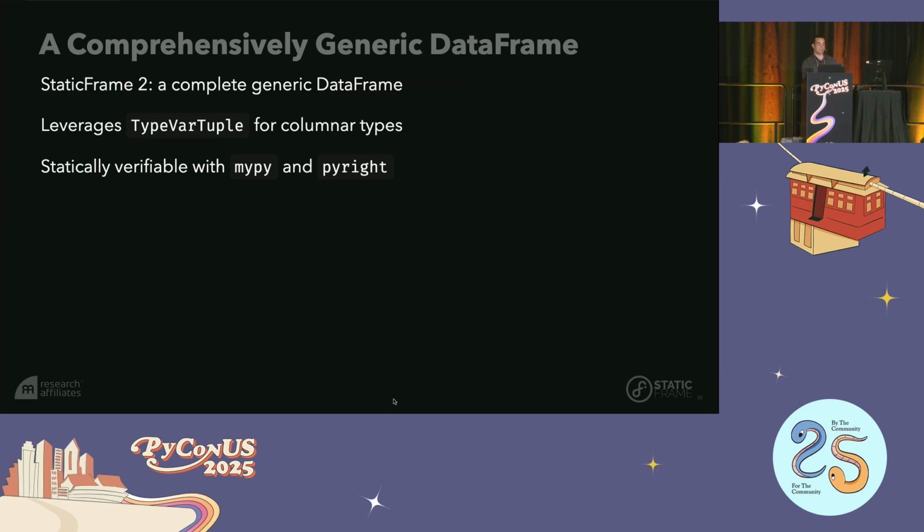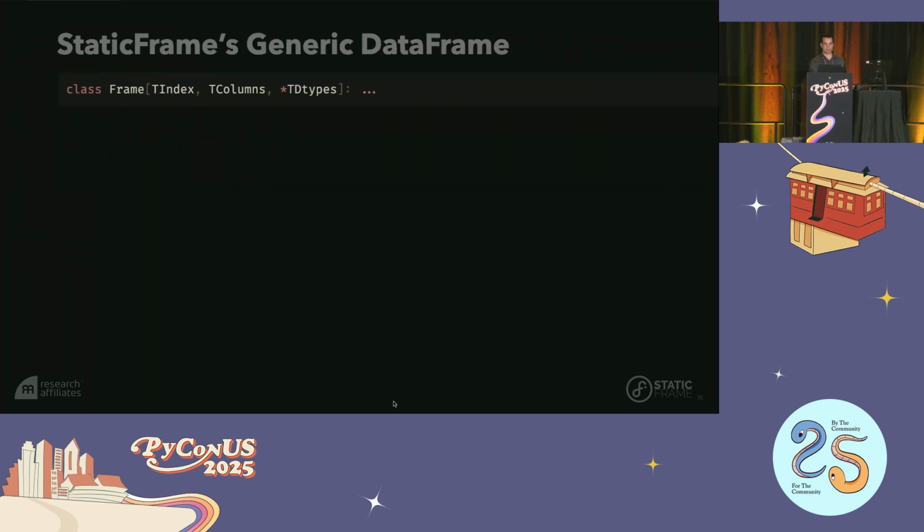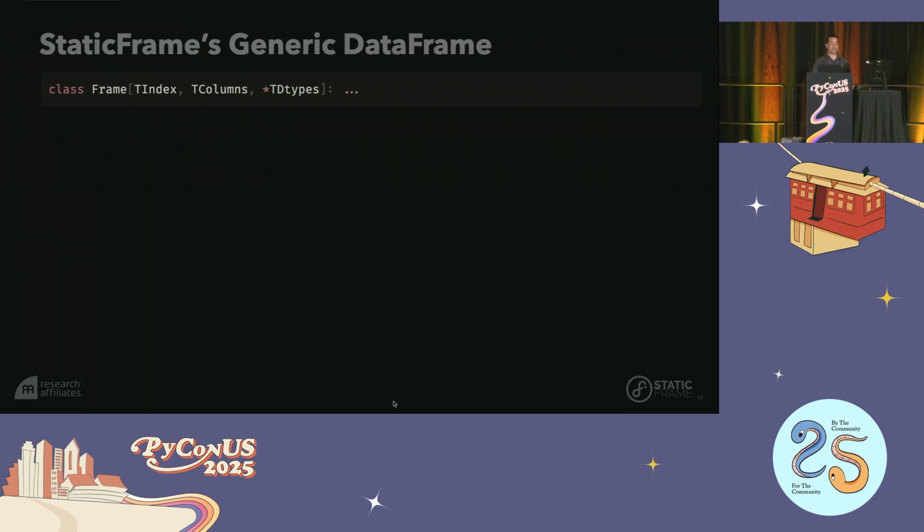By doing this, we can statically verify with MyPy and Pyright, our interfaces, showing us if the data frames have the expected types. And Static Frame even implements an additional runtime checker that can use these TypeVarTuple generics to actually do runtime validation as well. This is all integrated with both generic series, generic index, and generic index hierarchy, which give a lot of typing opportunities. So how do we define this generic data frame?